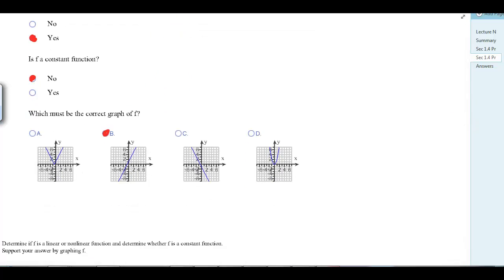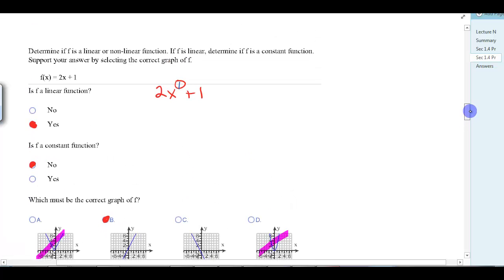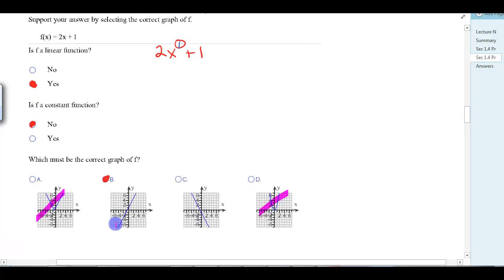Well, let's think about what we could eliminate. This is an absolute value. This is a parabola. These are both lines, but what was the slope for this one? A +2, increasing. This one's decreasing. That'd be a negative slope, so it's this one right here.